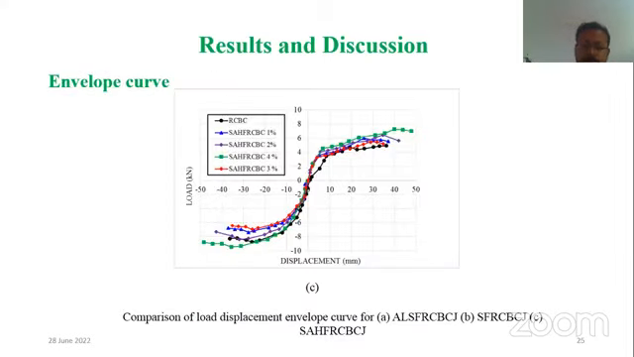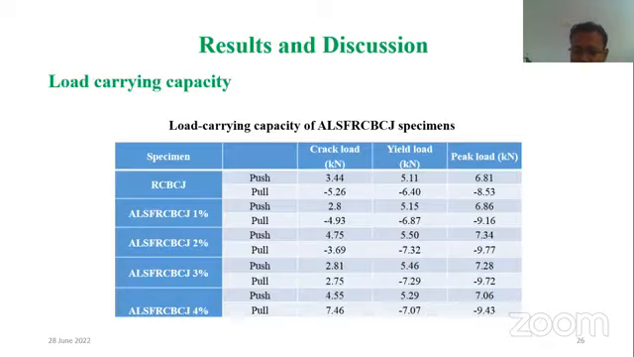So the maximum load carrying capacity for each and every case you can see is occurring at 3% fiber. You can see the maximum load carrying capacity, yield point, and peak load. What is the peak load? We can see in this table for different specimens, for ALS 1%, 2%, 3%, 4%.